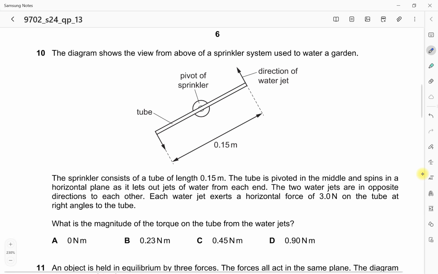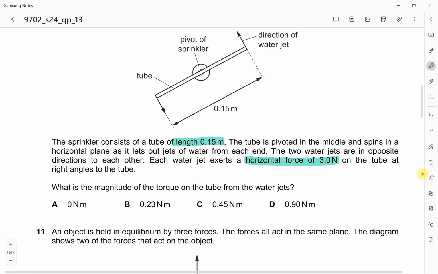The diagram shows the view from above of a sprinkler system used to water a garden. The sprinkler consists of a tube of length 0.15 meters. The tube is pivoted in the middle and spins in a horizontal plane as it lets out jets of water from each end. The two water jets are in opposite directions to each other. Each water jet exerts a horizontal force of 3 newtons on the tube at right angles to the tube.